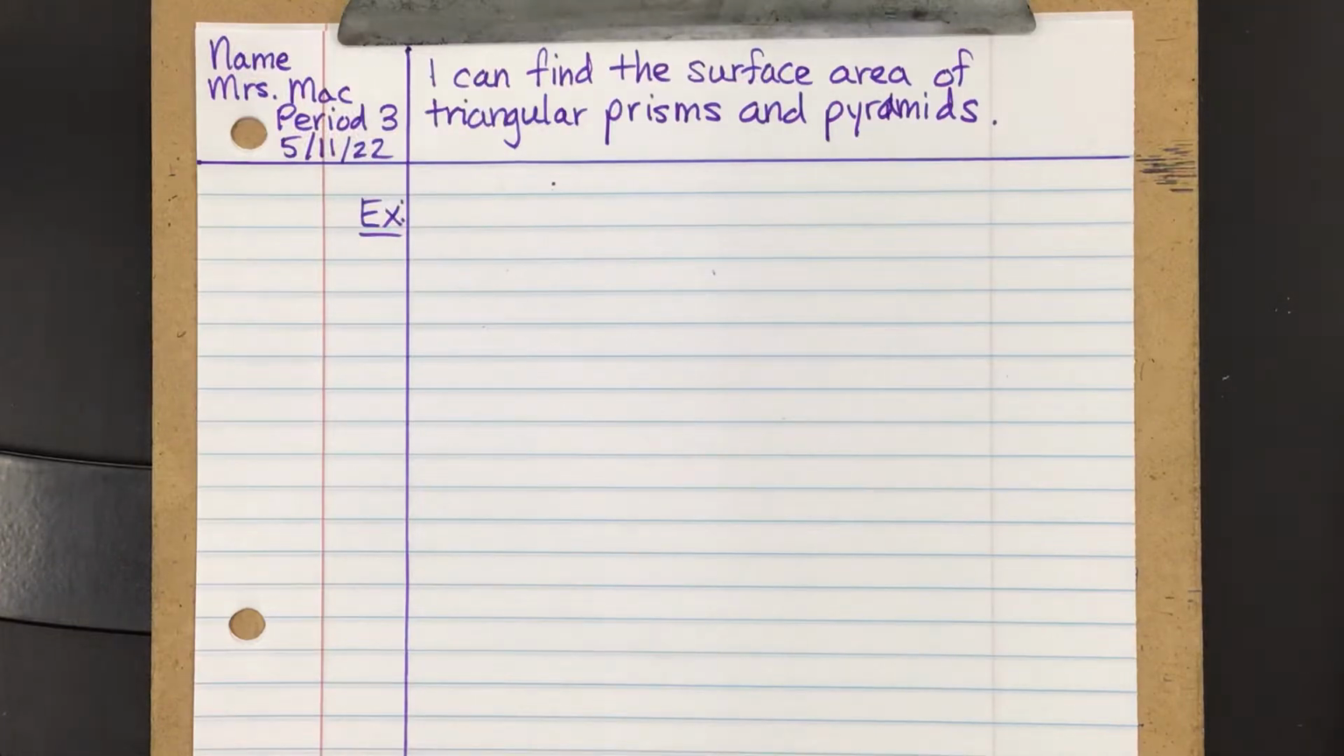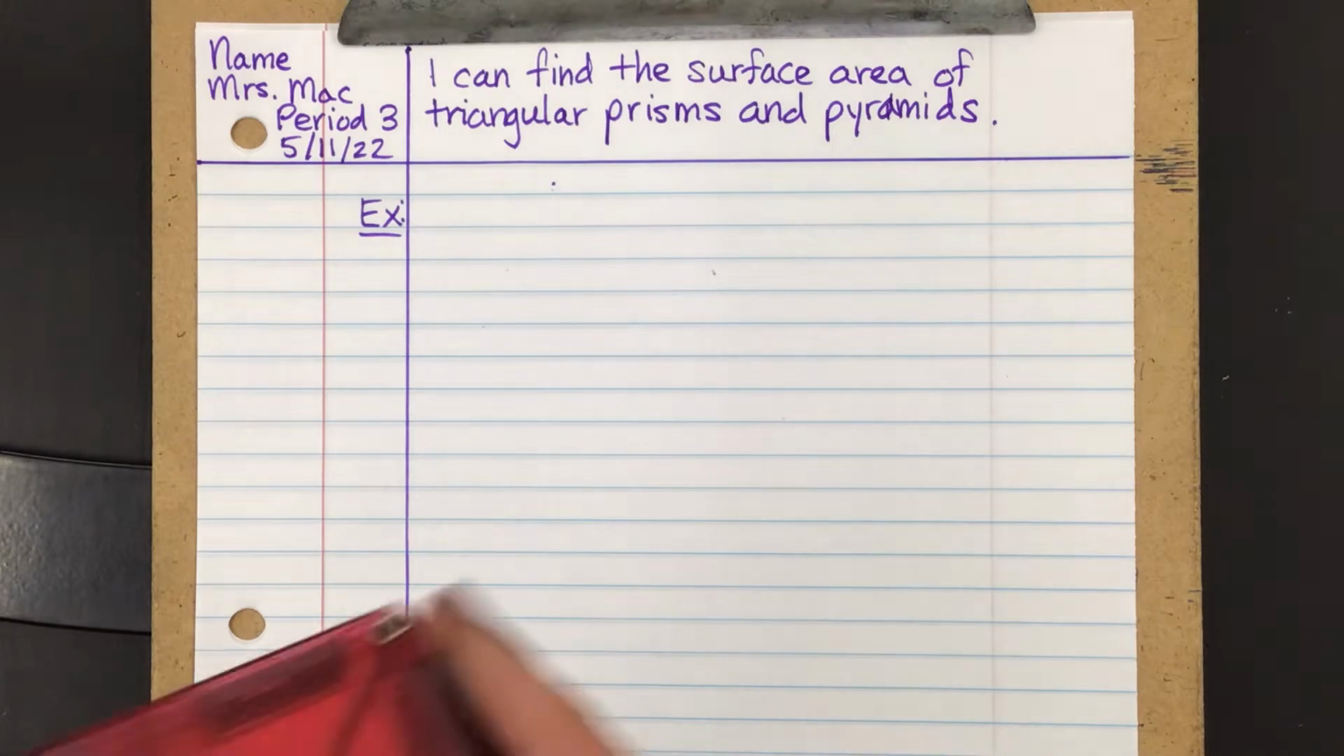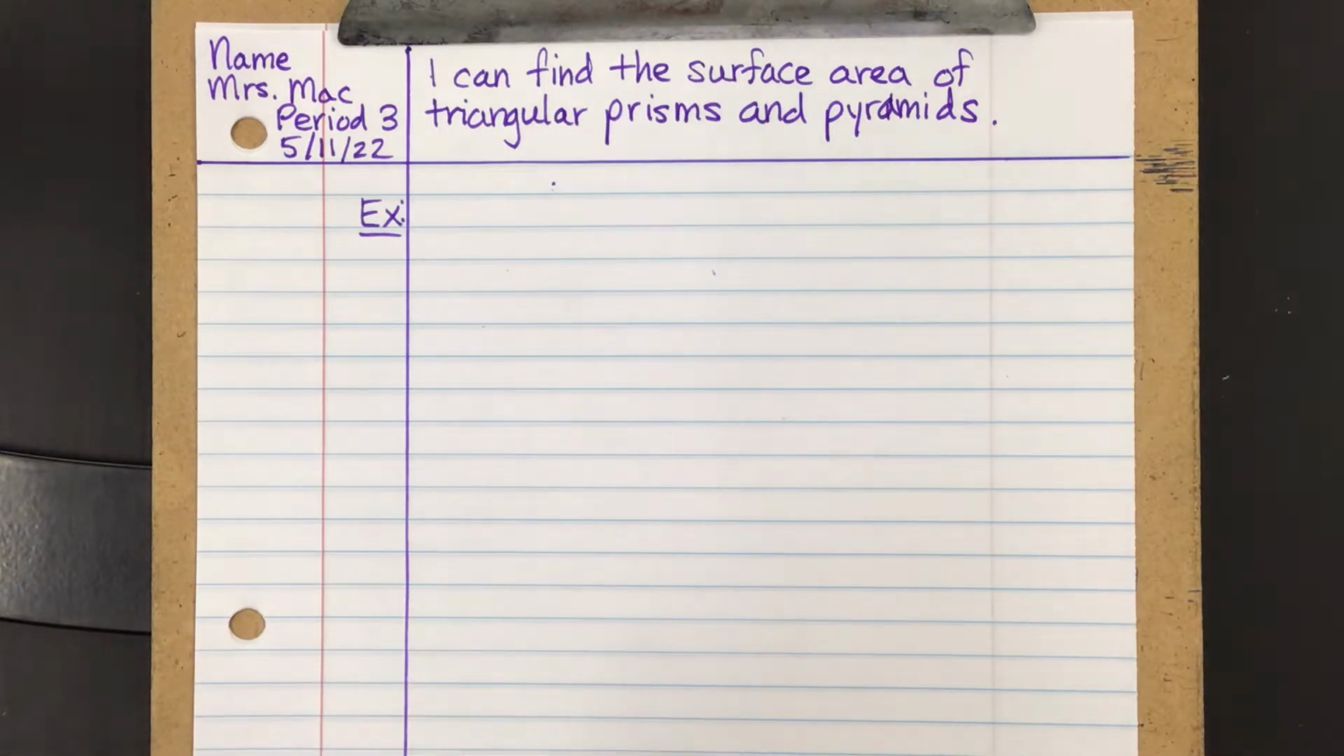All right, get your notes set up. So I'm going to show you using magna tiles. Yesterday you guys did rectangular prisms, and you have 6 rectangular sides to that kind of prism.